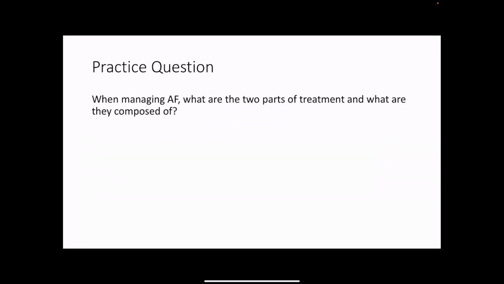Now, what about this one? When managing atrial fibrillation, what are the 2 parts of treatment and what are they composed of? What's the most important complication that can arise from atrial fibrillation? Stroke. So we give anticoagulant. Exactly. That's the first part. The second part, the rhythm. So we give antiarrhythmic or rate control. Exactly. Or cardioversion. Perfect. Okay.